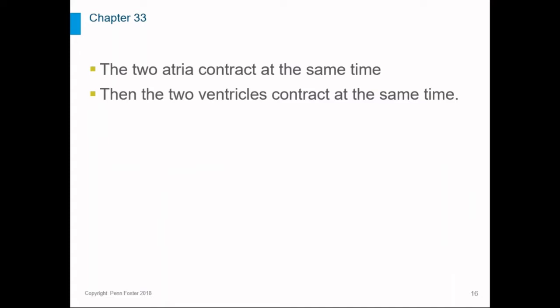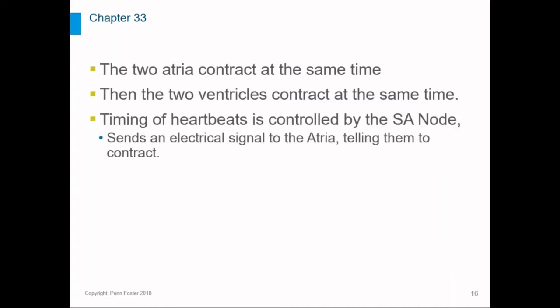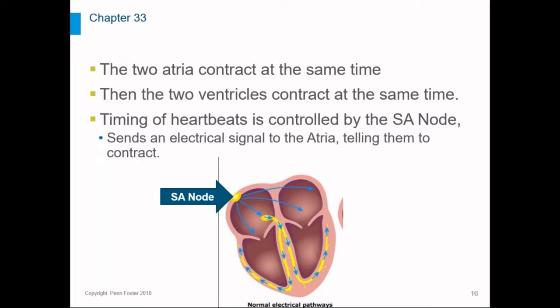The 2 atria contract at the same time, and then the 2 ventricles contract at the same time, creating the lub-dub sound of a heartbeat. The timing of the heartbeats is controlled by a small group of fibers called the SA node, which send an electrical signal to the atria telling them to contract. And there's the SA node sending the signal across to the atria.